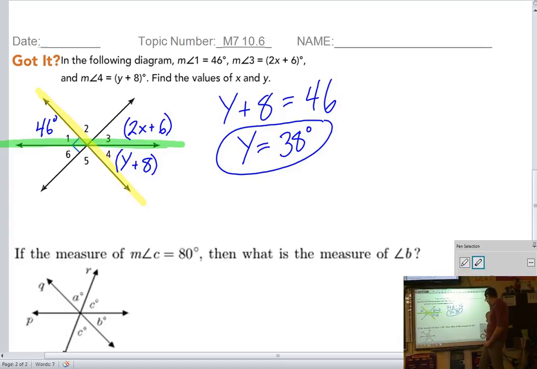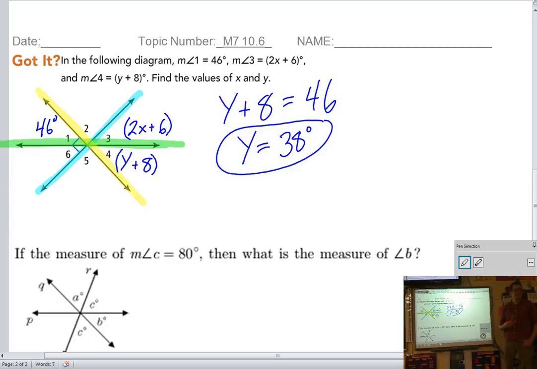I might as well, especially since we're having issues, color code this other line as well. Ozzy, what else can I do? You can do y plus 8. Oh, wait a minute. You can do 6. How do 1 and 6 relate with each other? Use that vocab.